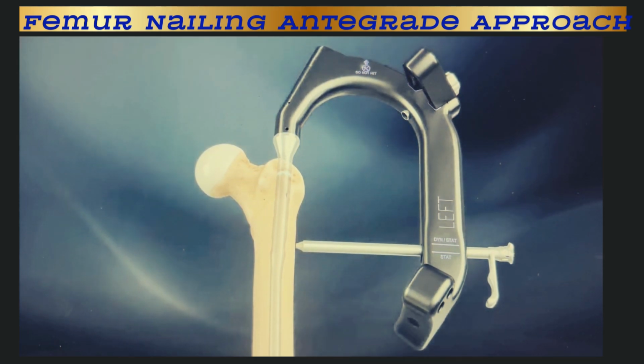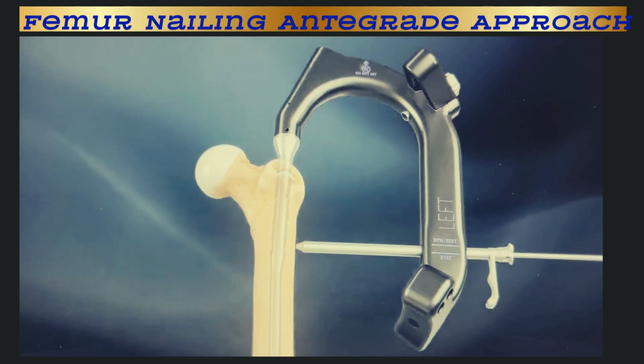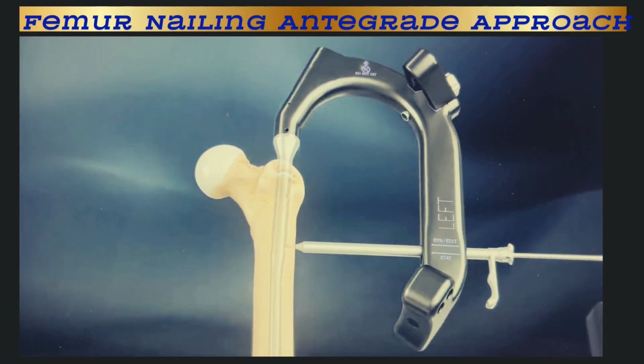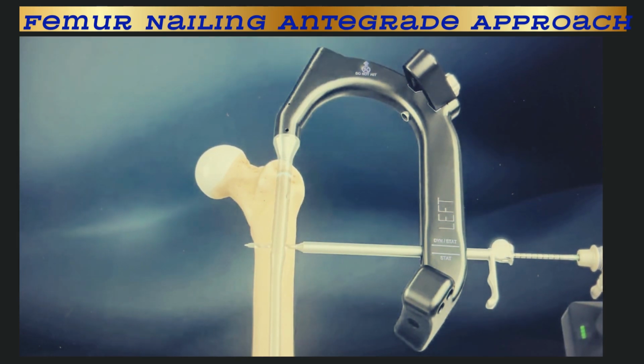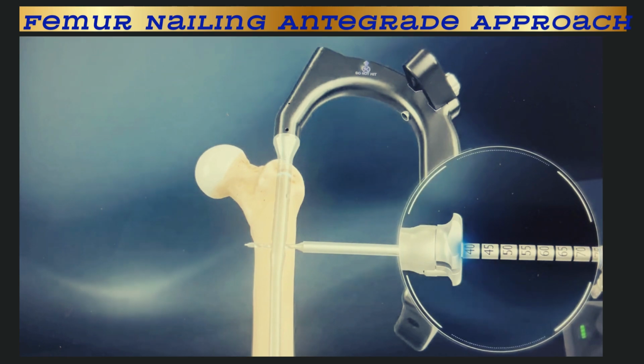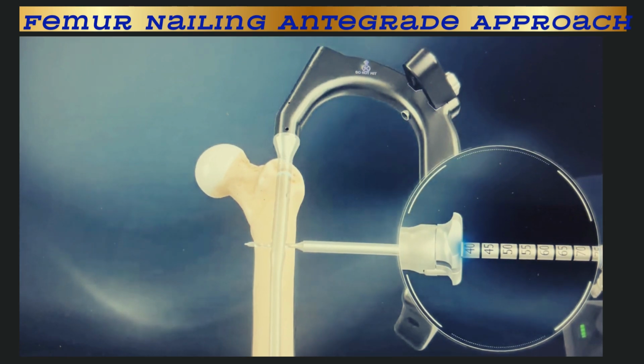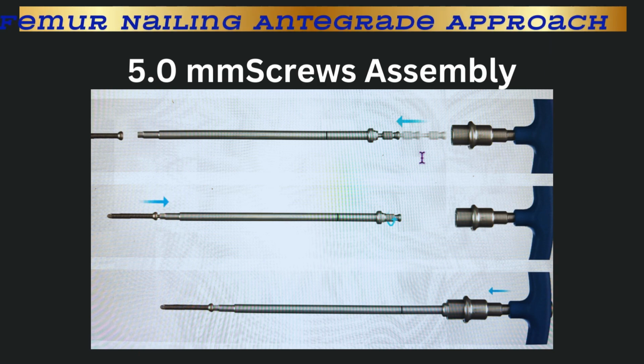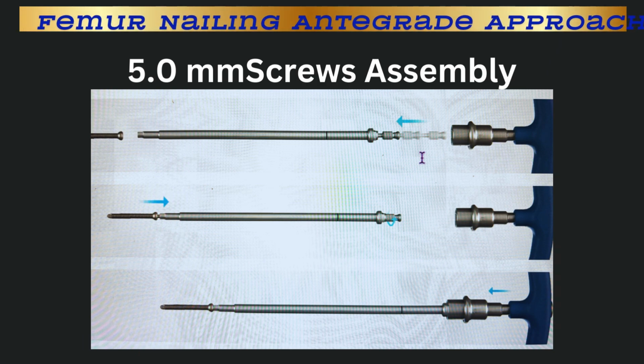Then remove the obturator and drill the bone using the 4 mm calibrated drill. Measure the screw length from the end of the drill guide using the calibration of the drill. Assemble the 5 mm cortical screw onto the captured hex driver system.